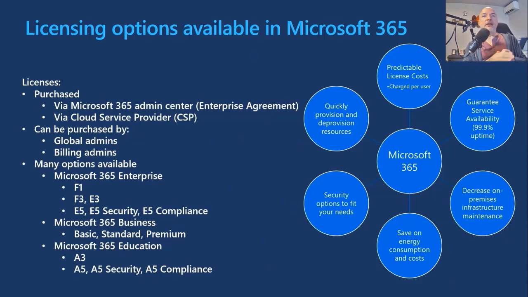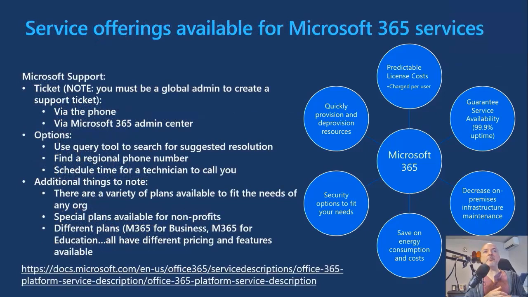These can all be purchased through the VLSC, the Volume Licensing Service Center. They can be purchased via the Microsoft 365 Admin Center for those with an enterprise agreement, and via cloud service providers, those CSPs, for those without an enterprise agreement. So keep that in the back of your mind, and also think about that only a Microsoft 365 global admin or even a billing admin can add those Microsoft 365 licenses.